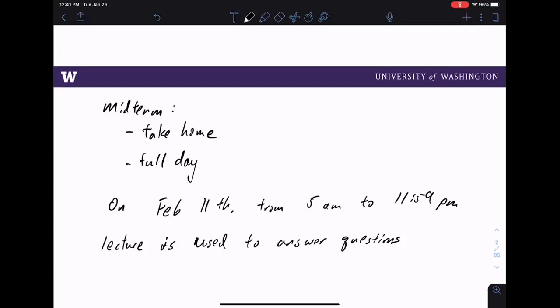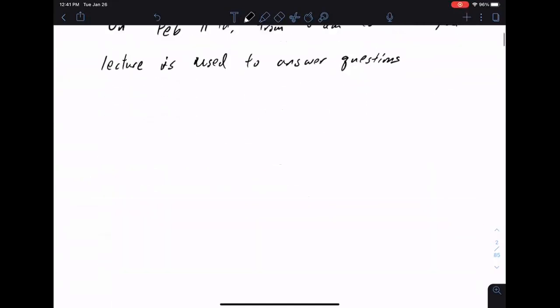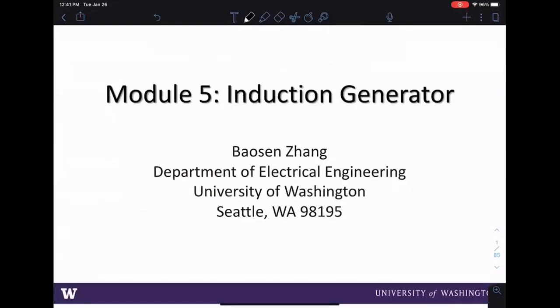Okay, all right, good. So today, going back to the class, we will basically cover induction generators. Induction generators are used in Type 1, 2, and 3 turbines, right? So it's quite common. We're all over the place. Today is more of a review of induction generators.